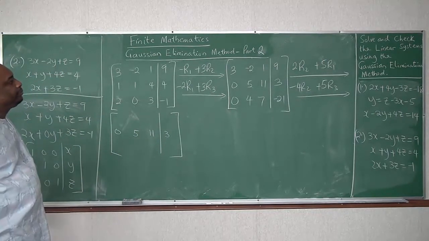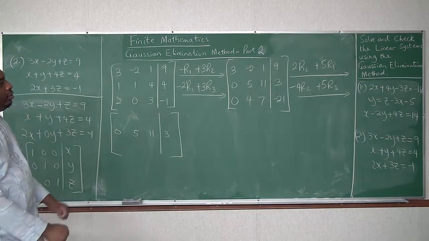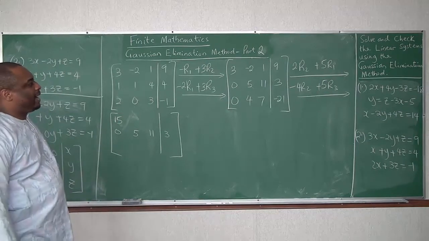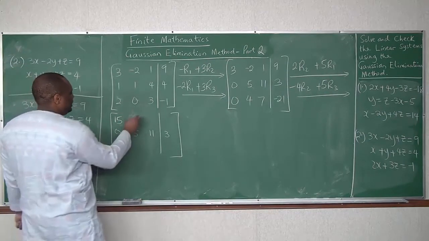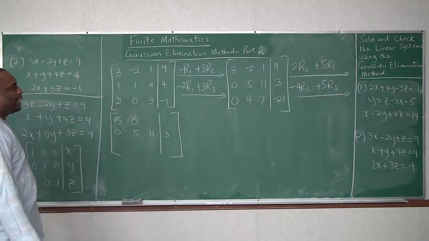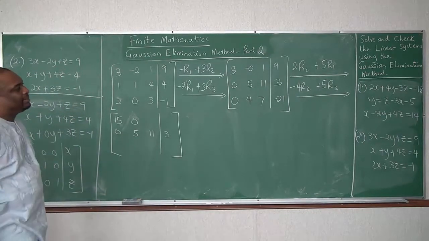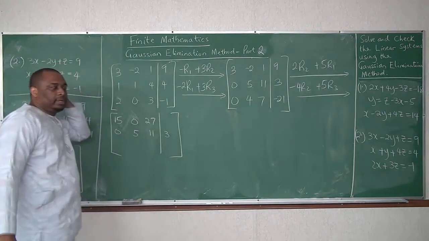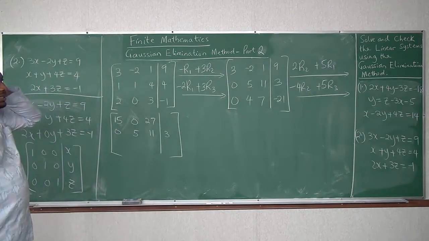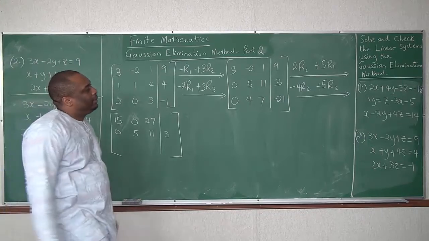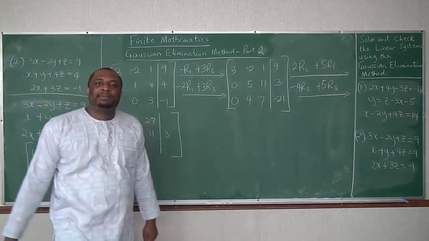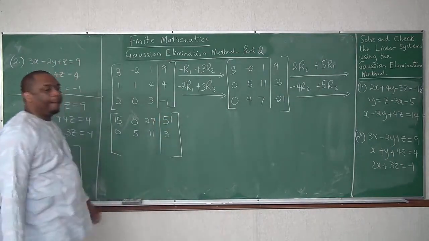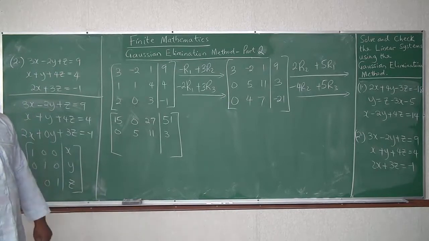Then back to row 1. 2 times 0 is 0. Plus 5 times 3, 15. 2 times 5, 10, minus 10, 0. 2 times 11 is 22. 22 plus 5 is 27. 2 times 3, 6. 6 plus 45, because 5 times 9 is 45. So 6 plus 45 is 51. Right? 45 plus 6 is 51.